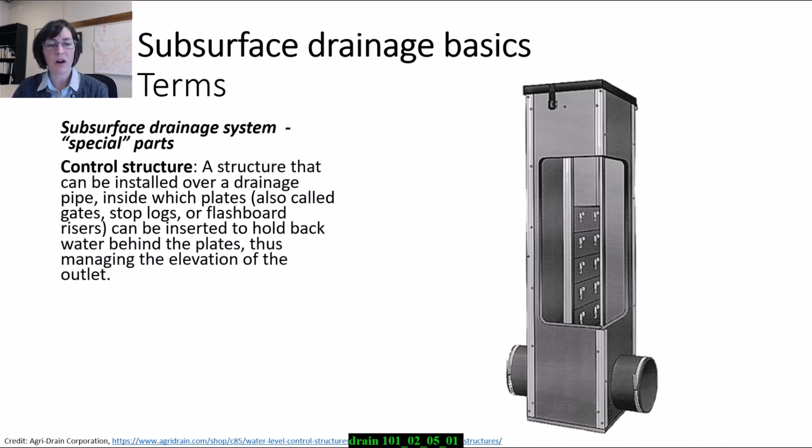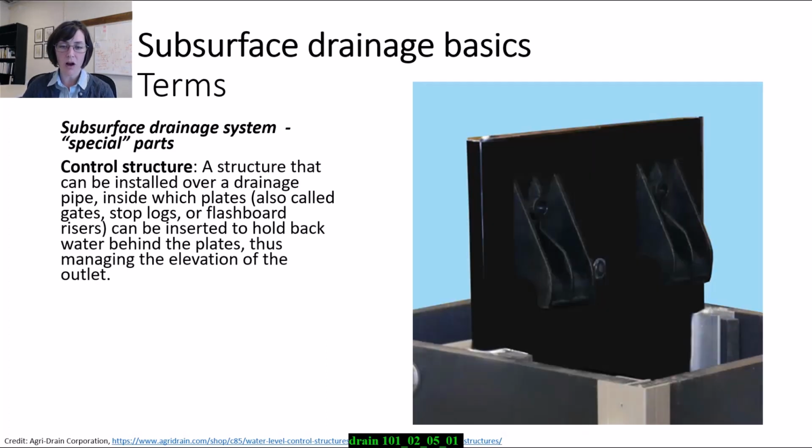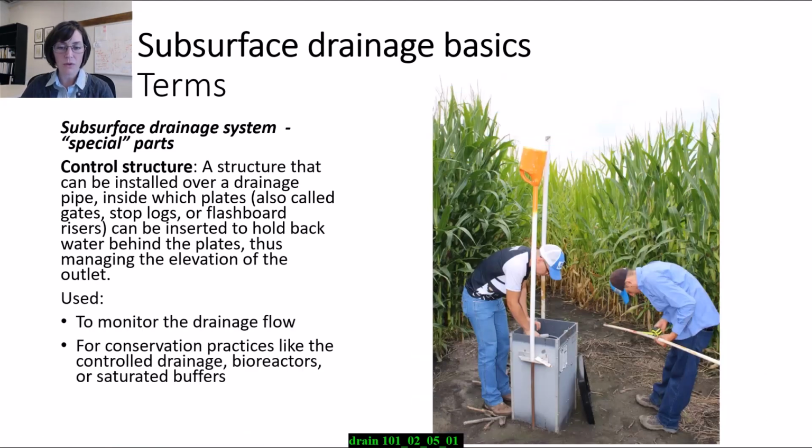The next kind of special part is a control structure. This is the image courtesy of AgriDrain. So the control structure can be installed over a drain pipe, which includes plates, also called gates or stop logs, which I'm showing here. These gates or stop logs can be inserted to hold back water behind the plates, thus managing the elevation of the outlet. So this is kind of like a manhole that goes all the way down to your drain pipe underground.